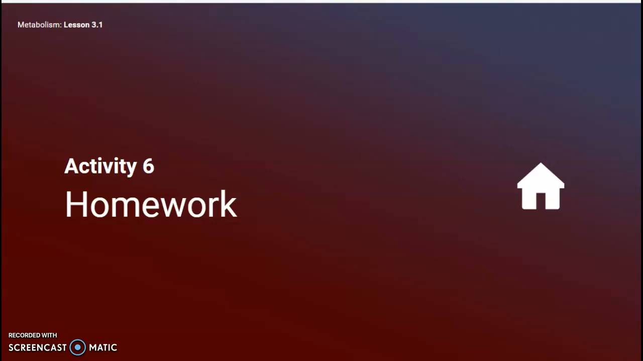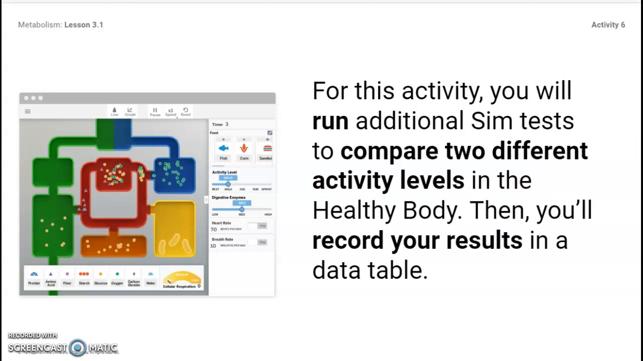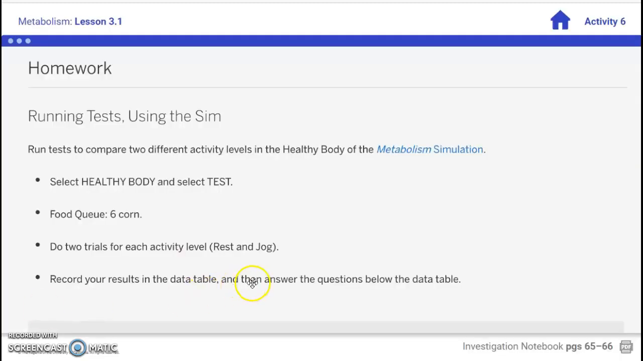And now I'm going to go on to that activity 6. Now remember, this is a should do, so make sure you're checking Amplify and Canvas. You're checking Canvas to see what you need to do in completing things in Amplify. But for this activity, you're going to run an additional sim test where you compare two different activity levels. And then you're going to record the results in your table. So you're going to look at resting and jogging. So you're going to look at a body at rest and then a body that's jogging to be able to figure out what's going to be the difference and how big of a difference it is for a healthy body.